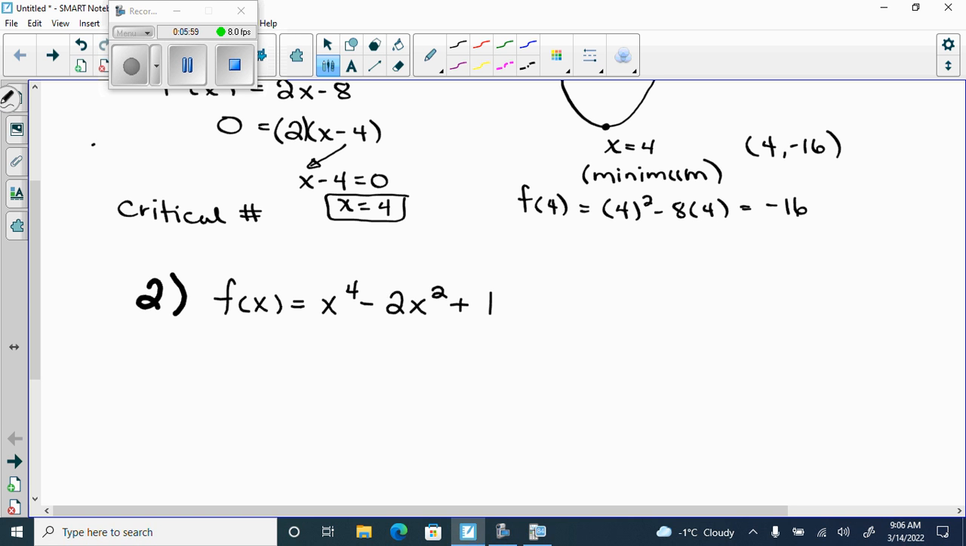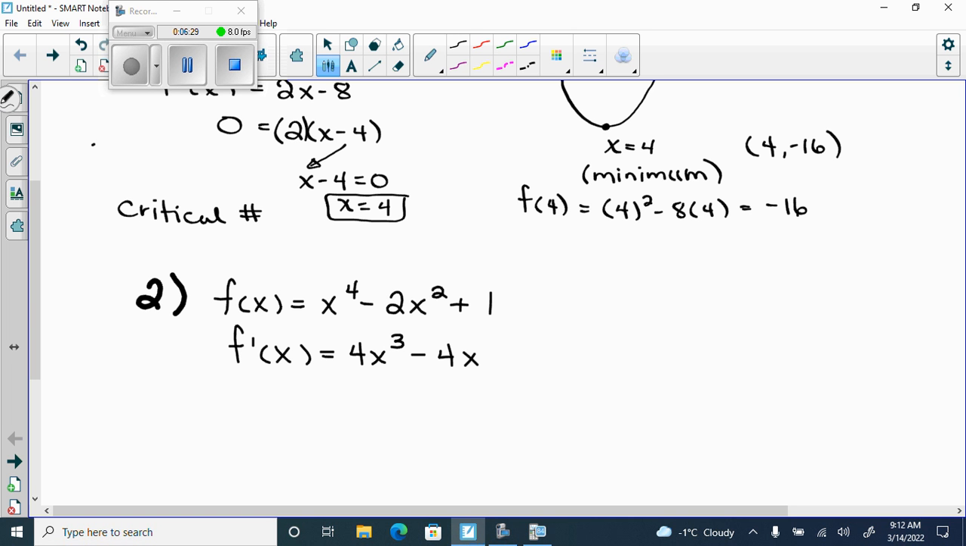I want you to get me the critical numbers. Okay, so we have f prime of x equals 4x cubed minus 4x. The great thing about most of these is that a lot of the time they'll just make it so you can have a GCF. You don't have to do synthetic division, even if it's a cubed or 2 or 4.